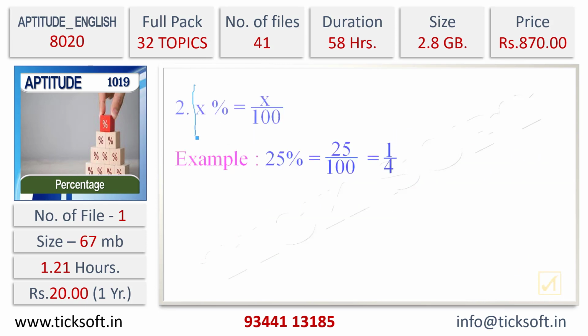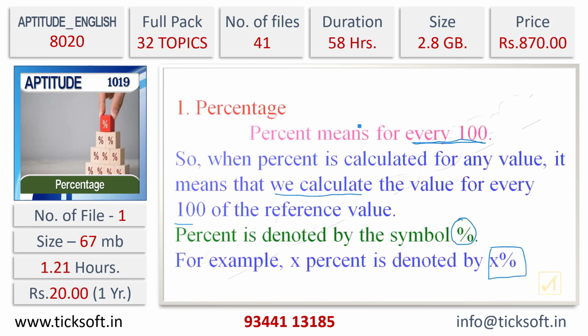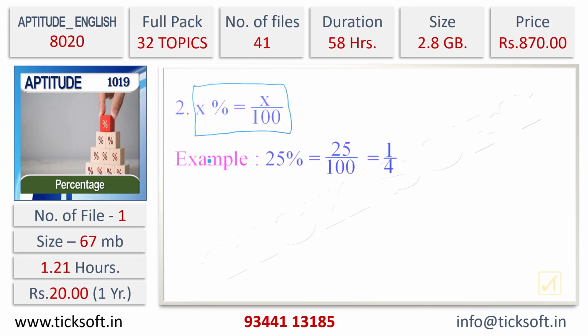Here we have one important formula, that is x percent will be equal to x by 100. Because we know that percentage means we calculate the value for every 100, isn't it? So x percentage will be equal to x by 100. That is, out of 100 we have x parts. For example, 25% can be written as 25 by 100. Now if we cancel these two values by using the common factor 25, then we get 1 into 25 is 25, 4 into 25 is 100. So 25% will be equal to 1 by 4.